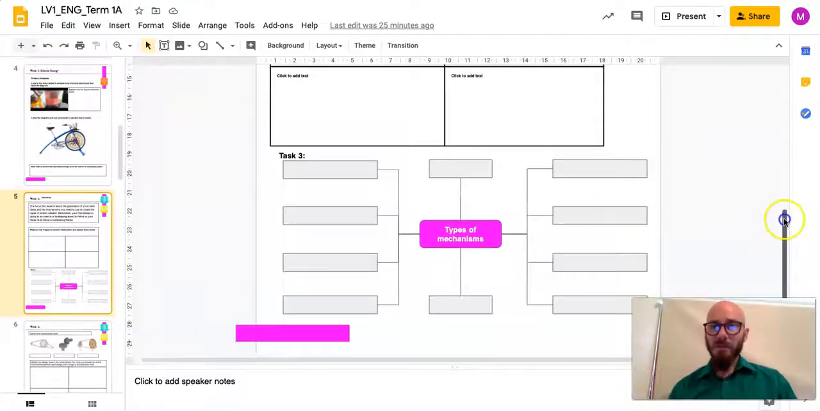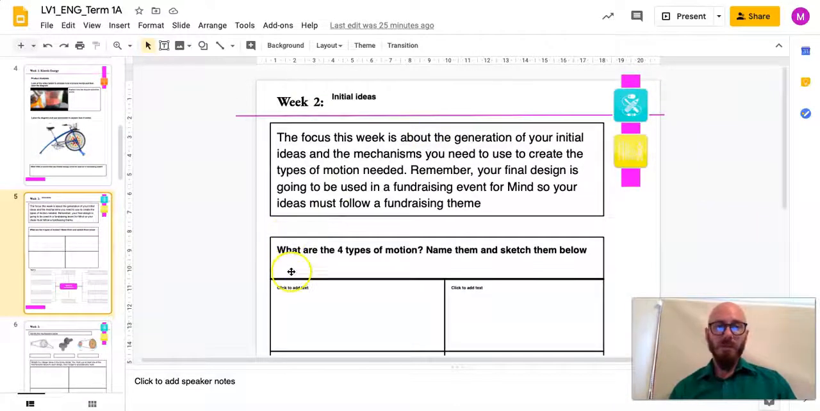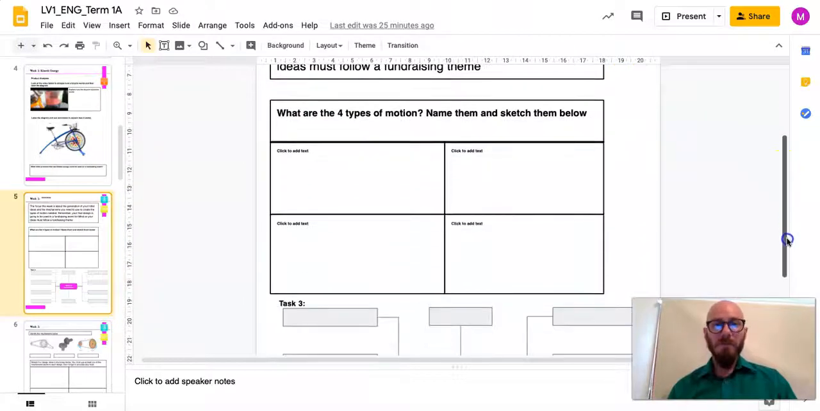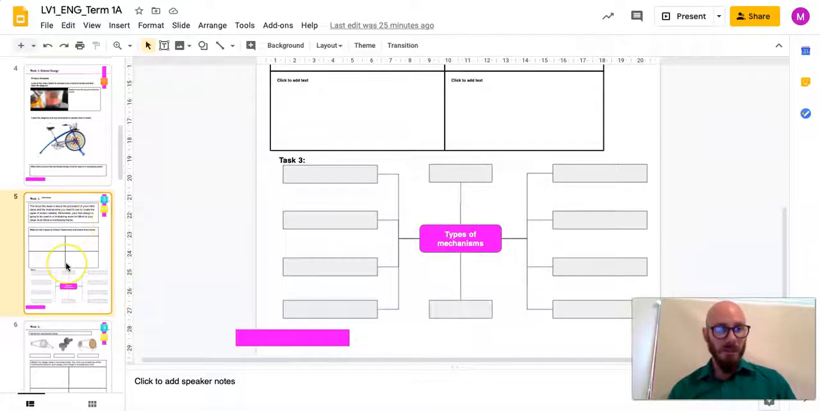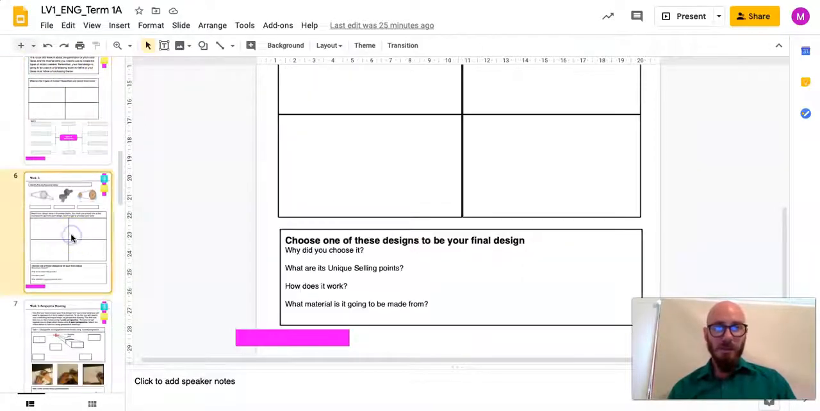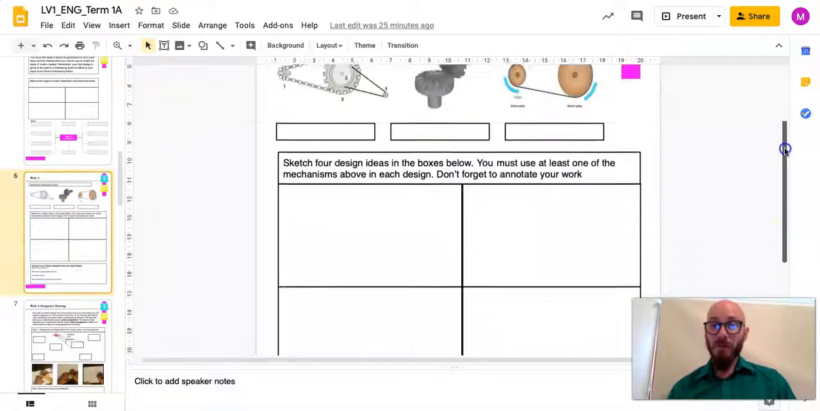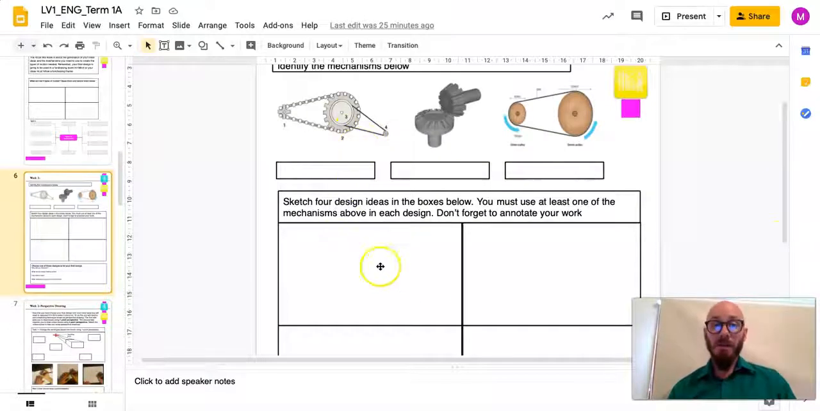Week 2 is basically going to be dealing with sketching. So you look at the different types of motion, sketch them out, and you're going to be looking at the different ideas and sketching down your final designs towards the end. But first, you're looking at different types of mechanisms, and then you're going to be looking at how you can incorporate these mechanisms into your designs.